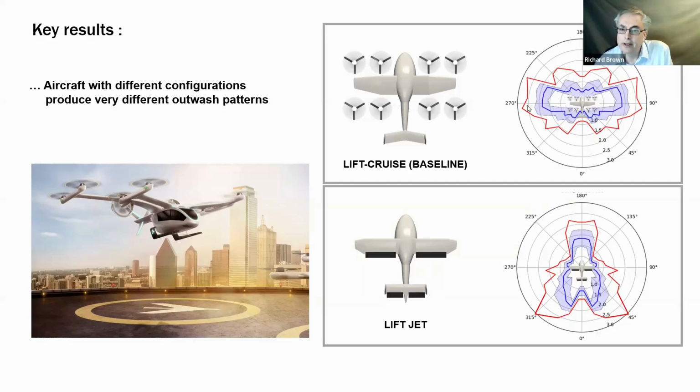And you can see, for example, that this particular square configuration, if you like, produces a very different pattern of outwash to the lift jet, where you can see that the flow here is concentrated essentially along 3 different axes in that particular case, whereas here we have multiple axes along which the outwash is particularly strong.